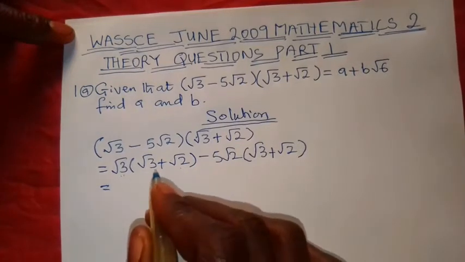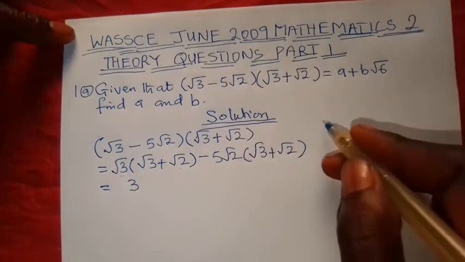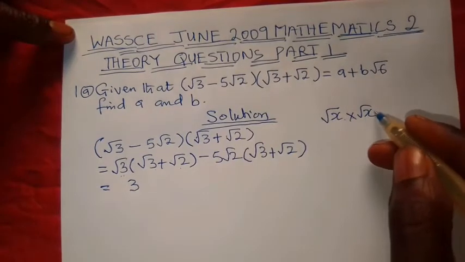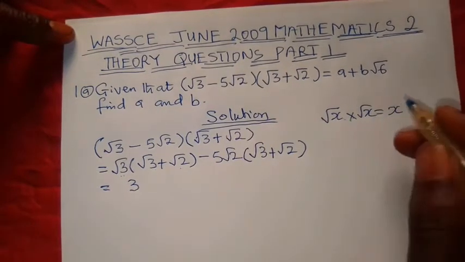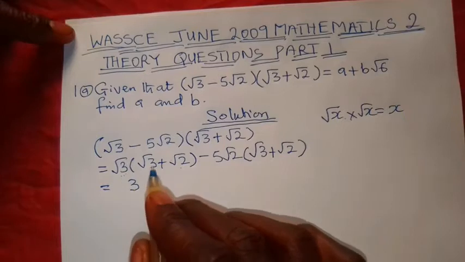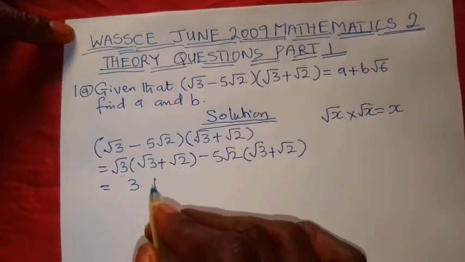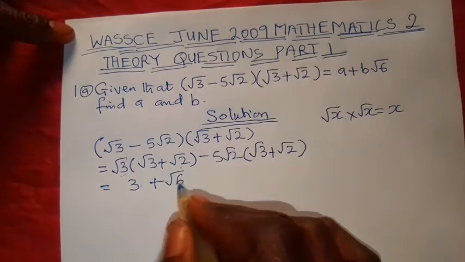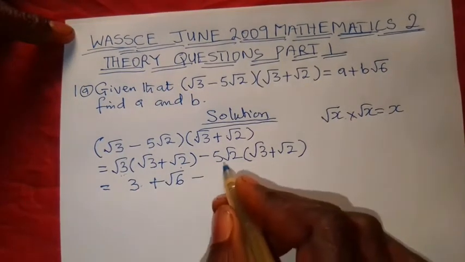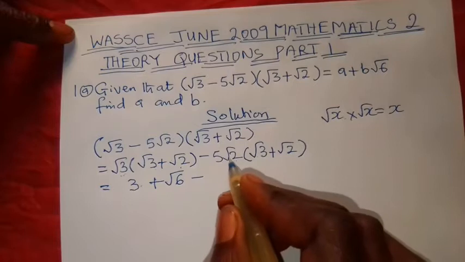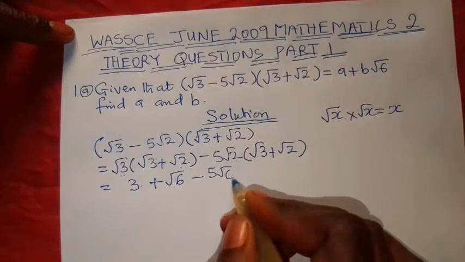So √3 times √3 will give us 3. Remember, there is a law that says if the root of x multiplies the root of x, all you simply do is to write out the x and discard the root sign. So that is how we came about 3 when we multiply √3 times √3. Then we put our positive sign, and then √3 times √2, it's like saying 3 times 2, which is 6, but this time we put the 6 under the root sign. Then we write our minus 5√2 times √3. Simply multiply the √2 and √3, that will give us √6, and then the 5 will be the coefficient of that, so we say 5√6.